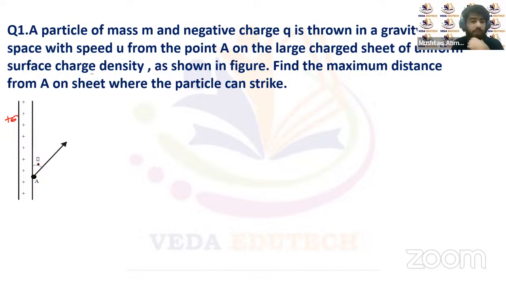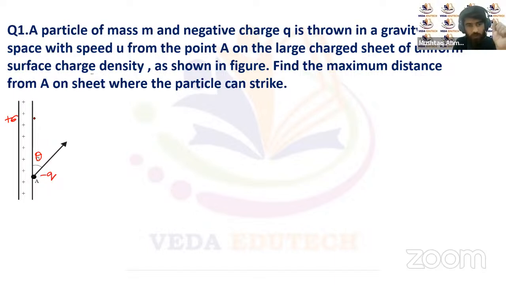Let's suppose this particle has been projected at an angle of theta with respect to the surface of the sheet at point A. The question is that we have to find the maximum distance from A on the sheet where the particle can strike, or we can say the range of this particle where it can strike on the sheet. Since this is a negatively charged particle, right?